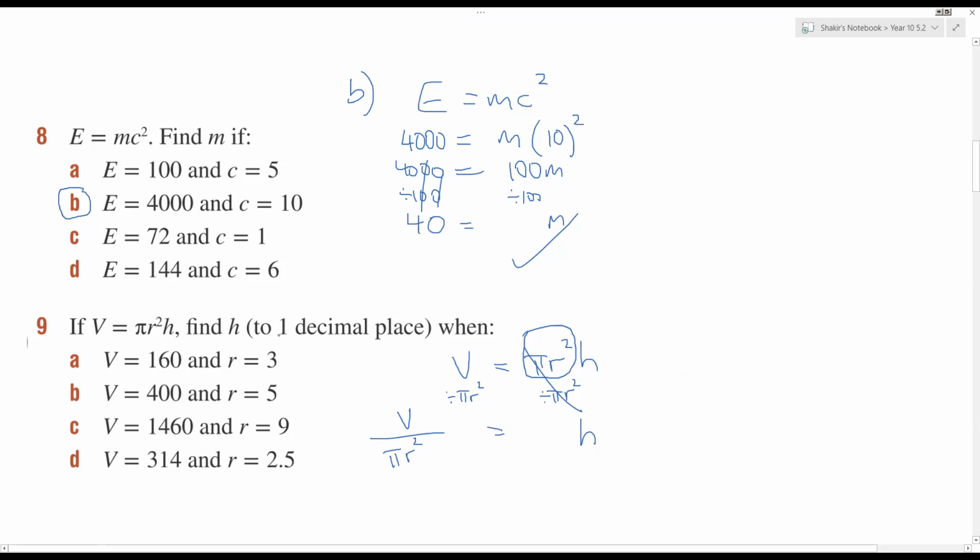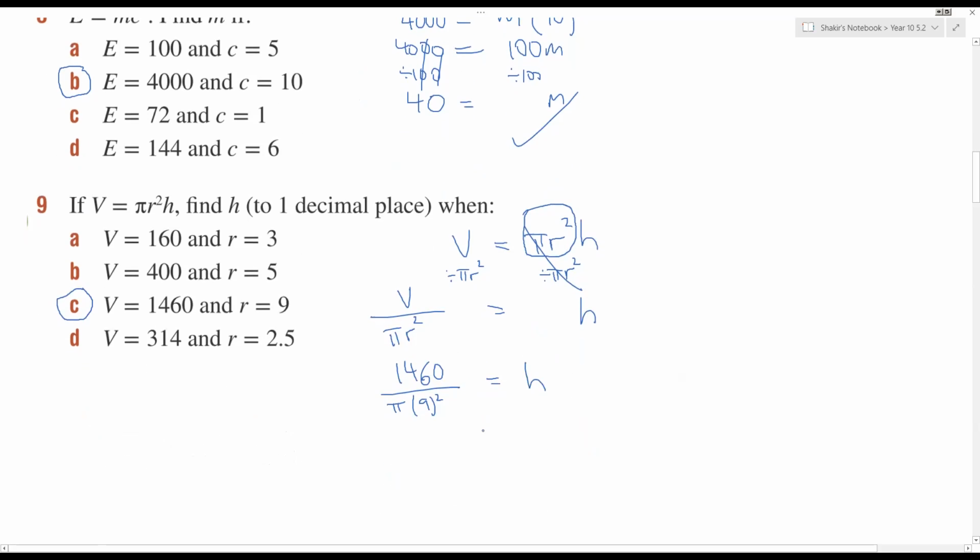And so if I wanted to find h for any of these, let's choose the biggest number like we did last time. Let's say, for example, it's C. We're going to do it for V is 1460. So you have 1460 all over, and then r is 9, so you have pi times 9 squared equals h.